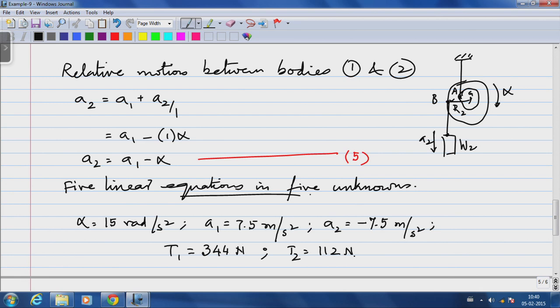T1 is a large number in comparison to T2, meaning T1 is greater than T2. That should also be obvious, because the cable 1 is bearing the weight of the spool plus the dead weight 2 in a static sense. So, when nothing is moving, the cable 1 is bearing both of those weights. So, you should kind of expect this.